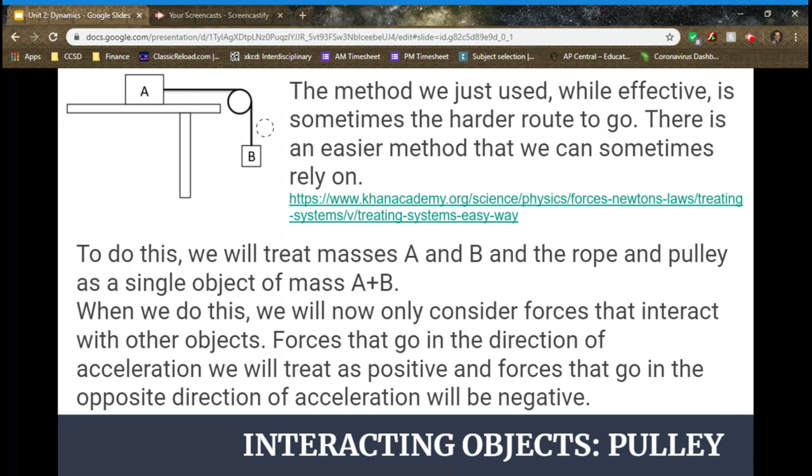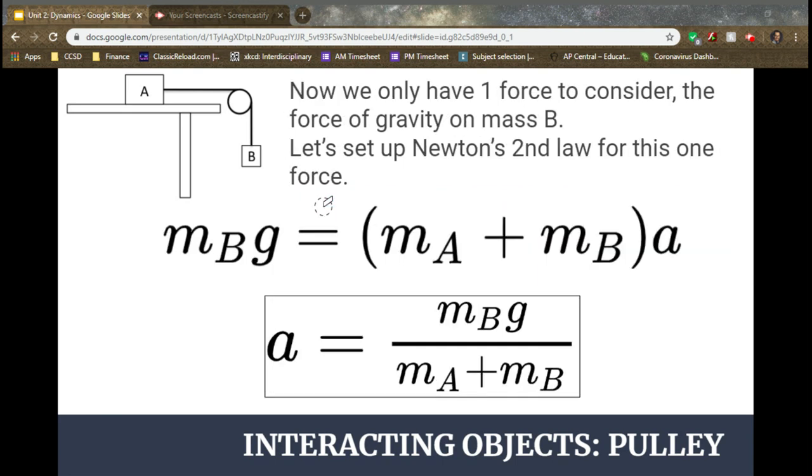Okay, forces that go in the direction of our acceleration, we're going to treat as positive, and forces that go in the opposite direction of the acceleration will be treated as negative. Since we only have one object and one force to consider, the only force that causes this object to accelerate is the force of gravity on mass B. So let's set up Newton's second law.